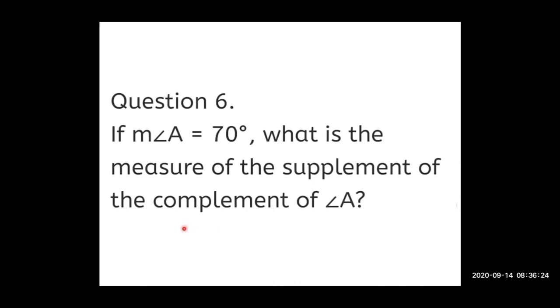Angle A is 70 degrees and we have to find the measure of the supplement of the complement of angle A. So first we will find the complement of angle A, then the supplement. You only have to read the question carefully. First find the complement and then the supplement.